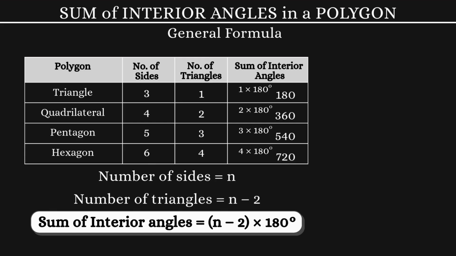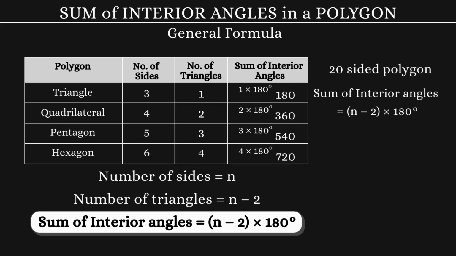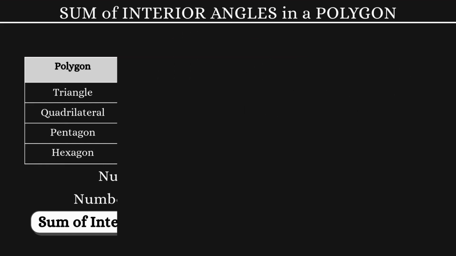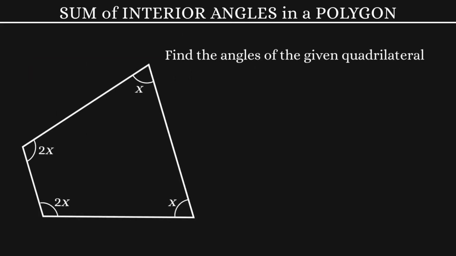So let's say we have a 20-sided polygon. In this case, the number of sides n is equal to 20. So the sum of interior angles is (n minus 2) into 180, which is 18 into 180, and that is 3240 degrees. Using this property, let's find out the angles of this quadrilateral.